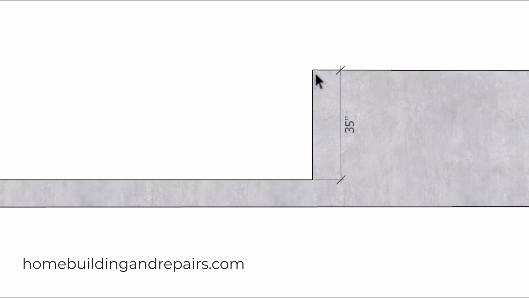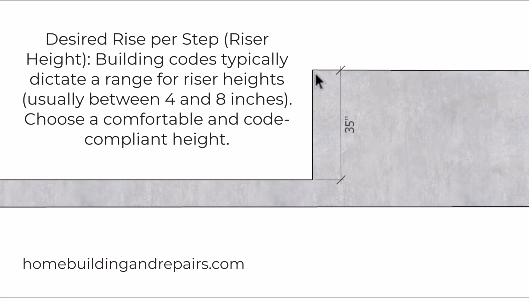So to do this, we're going to take the desired rise per step and divide it into the total rise. And we're probably going to need to make some adjustments. But we can start with any number between 4 and 8 inches.